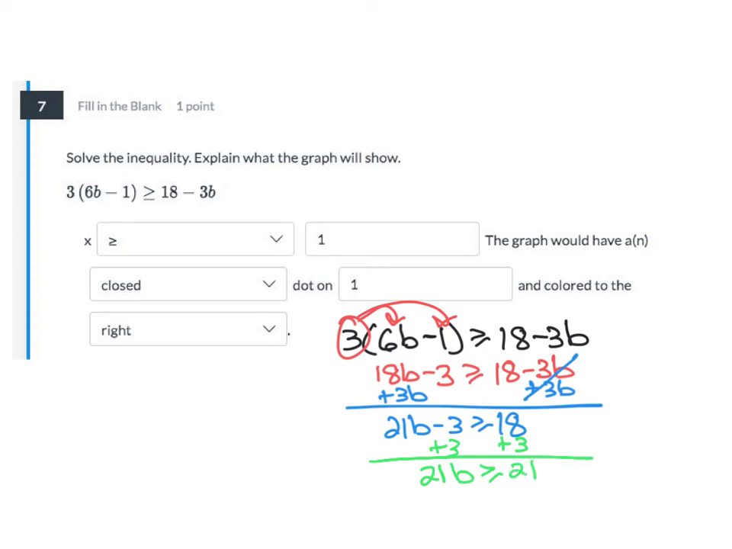21 and b are multiplying, so we are going to divide. 21 divided by 21 leaves b by himself. And 21 divided by 21 is 1, and we still have that greater than or equal to. As you notice, when we put it in, it should be b, but it's x. So x is greater than or equal to 1. The graph should be a closed circle because it's greater than or equal to, on the dot at 1, and because it's greater than, we're going to color to the right.